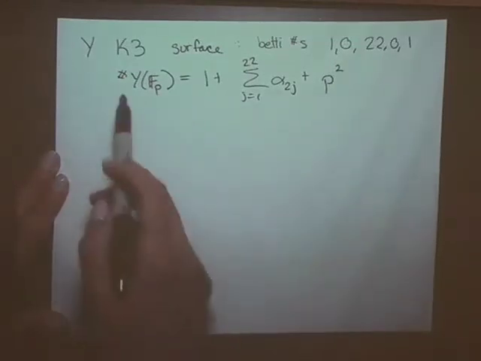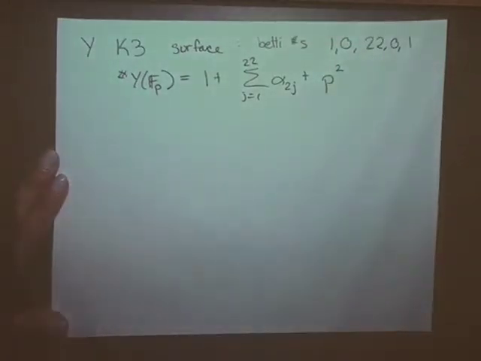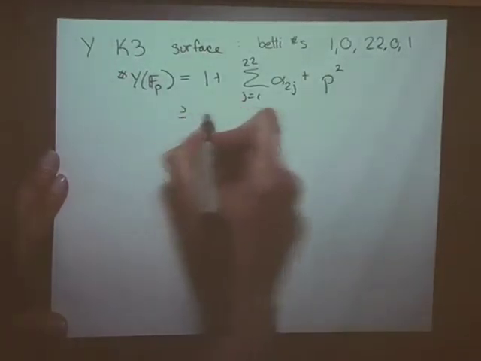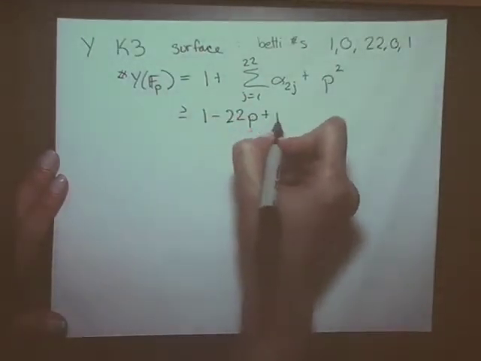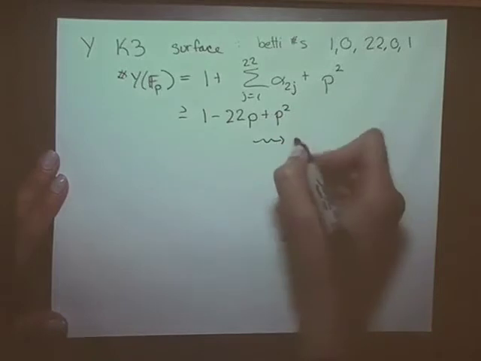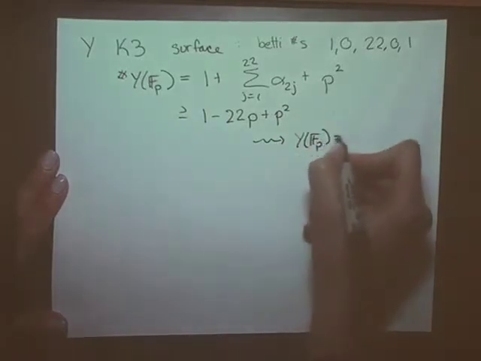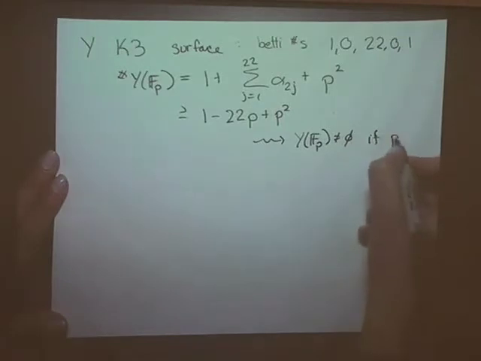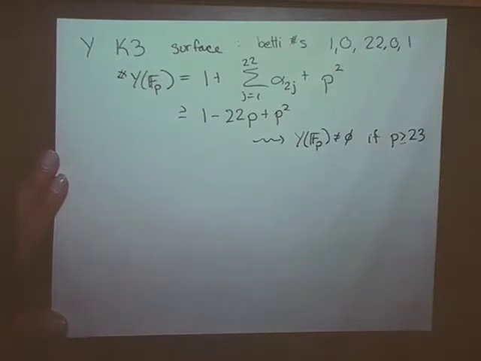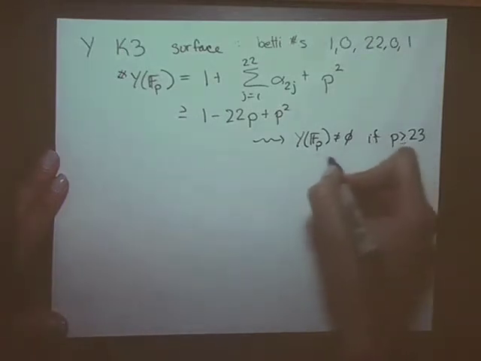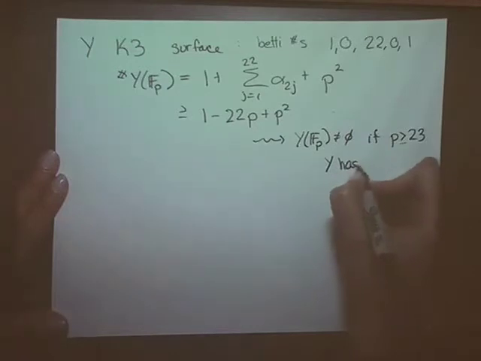And now we want to know when we definitely know this is going to be positive. So what we know about the alpha_2j's is that they have absolute value p. So the smallest they can be is minus p. So this is always going to be bigger than or equal to 1 minus 22p plus p squared. So in particular, Y(F_p) is non-empty if p is greater than or equal to 23, and also that I can actually apply the Weil conjecture so that Y has good reduction at p.